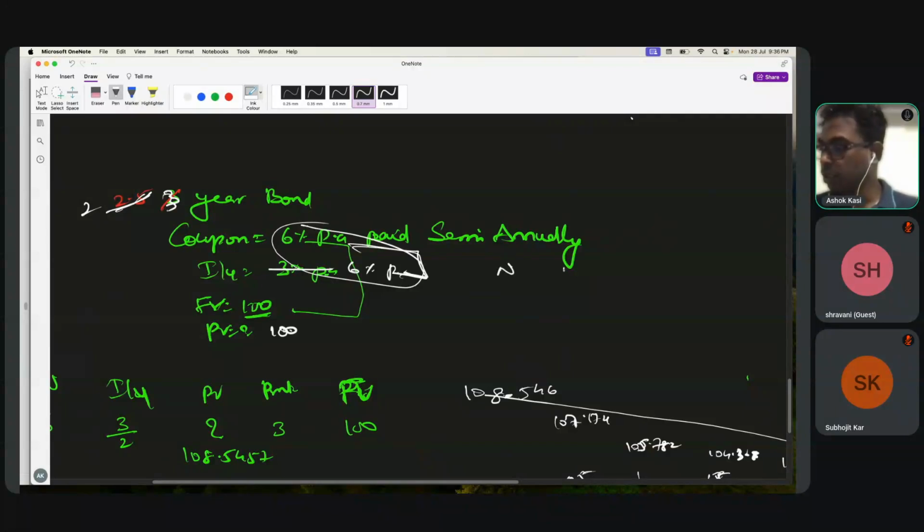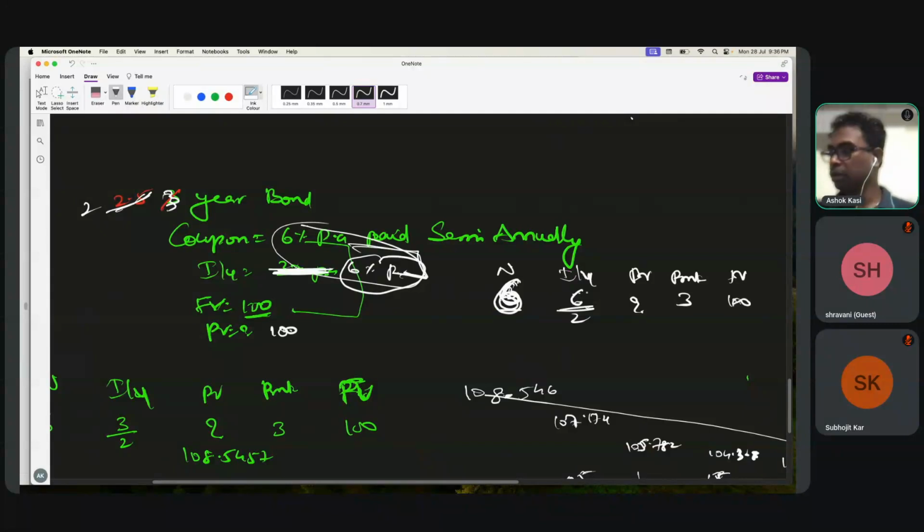So first is N, IY, present value, payment, future value. IY is 6, not 3 anymore. The payment is 3. This is semi-annual, so N will be 6, IY will be 6 by 2, payment will be 3, future value 100. Calculate now. You will get 100. Check.